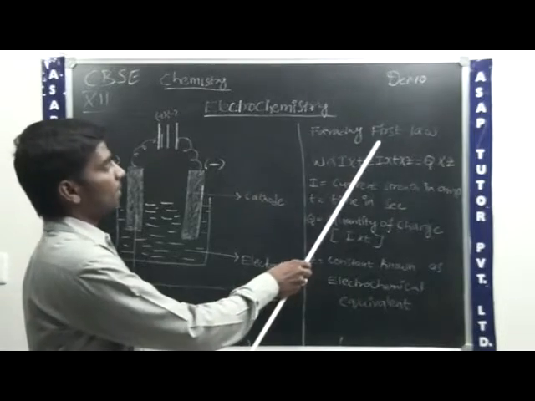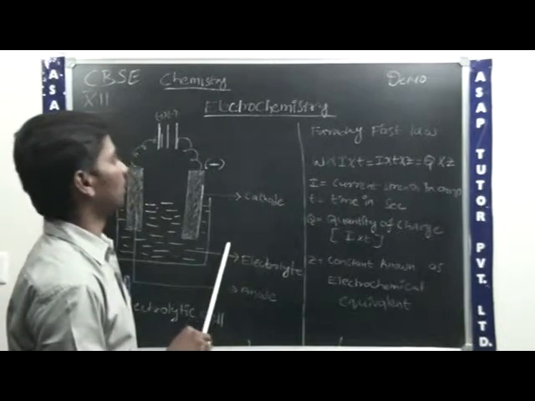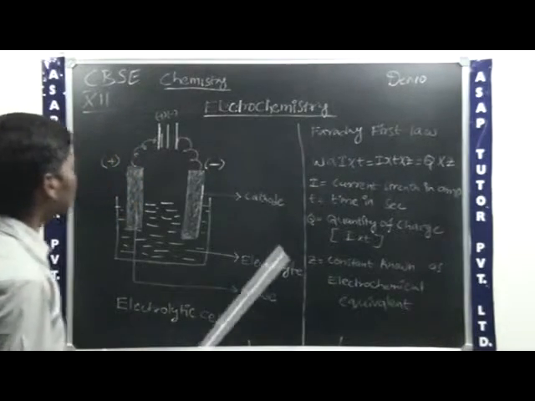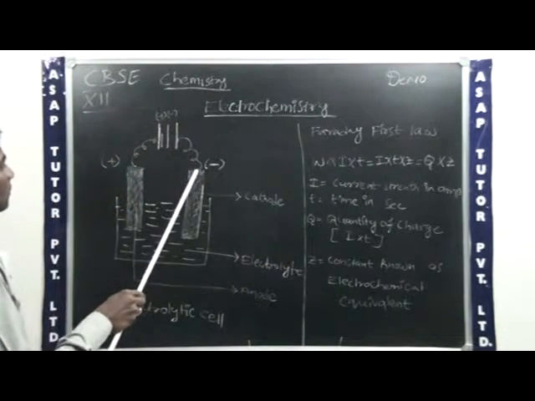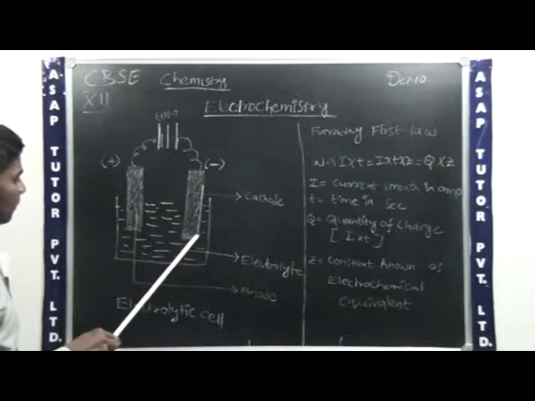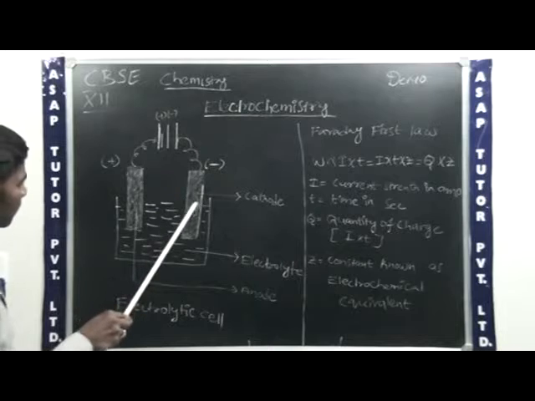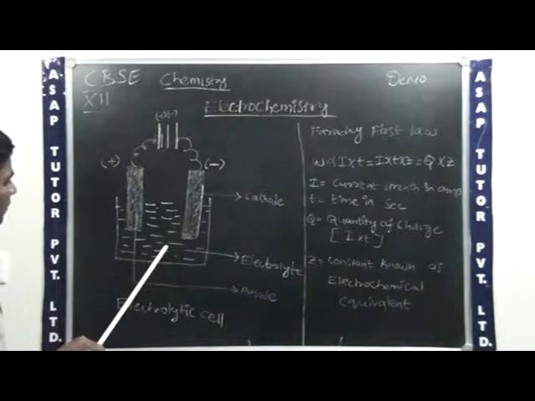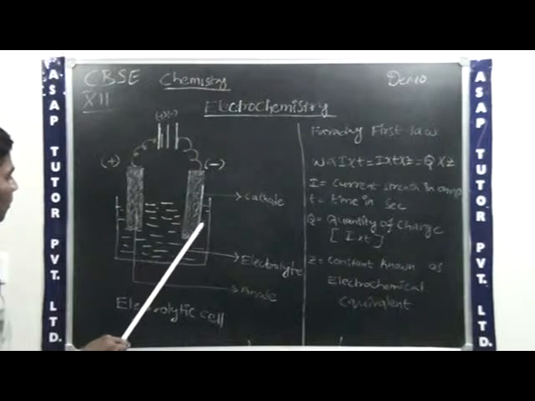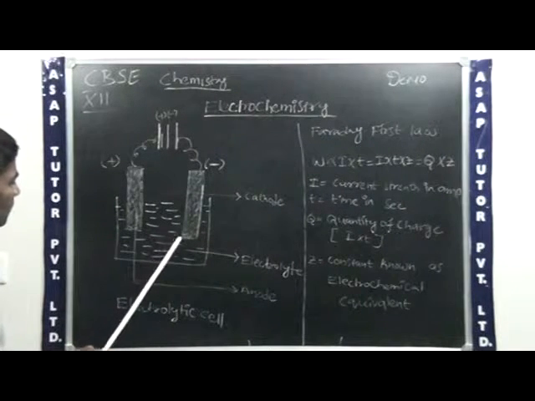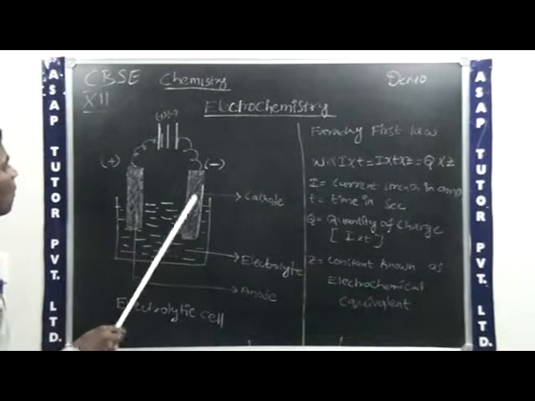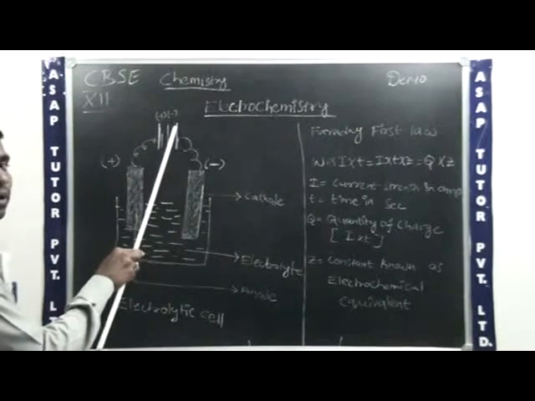Faraday's first law, explained on the basis of the electrolytic cell. What is Faraday's first law? It is explained by the passing of current. When current is passed through the electrodes, the electrolyte solution is liberated or decomposed, and some product is formed and deposited on the electrode. So the deposit on the electrode depends on the quantity of current flowing.